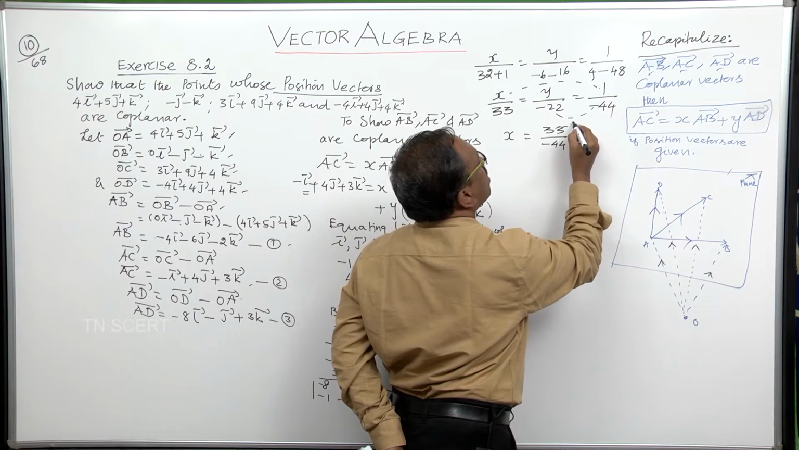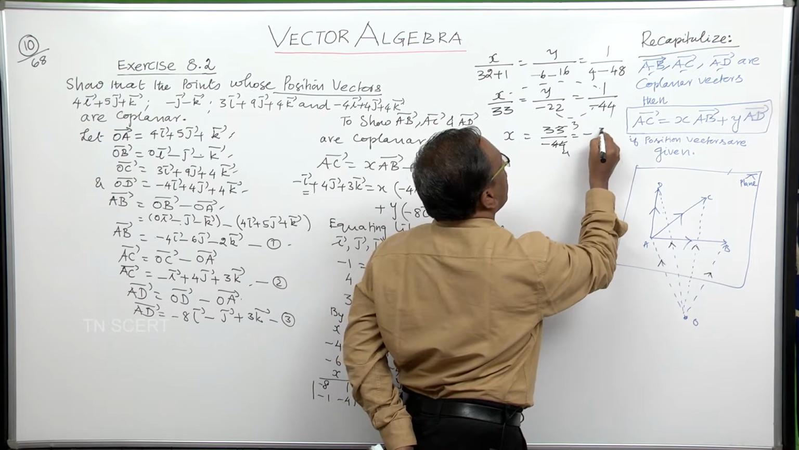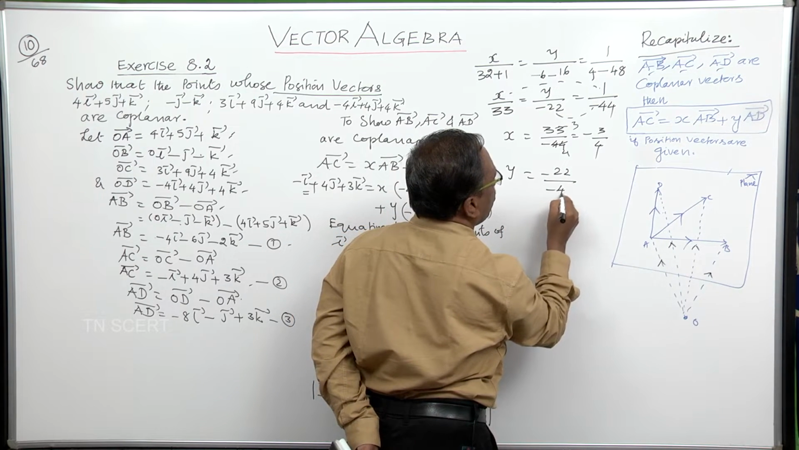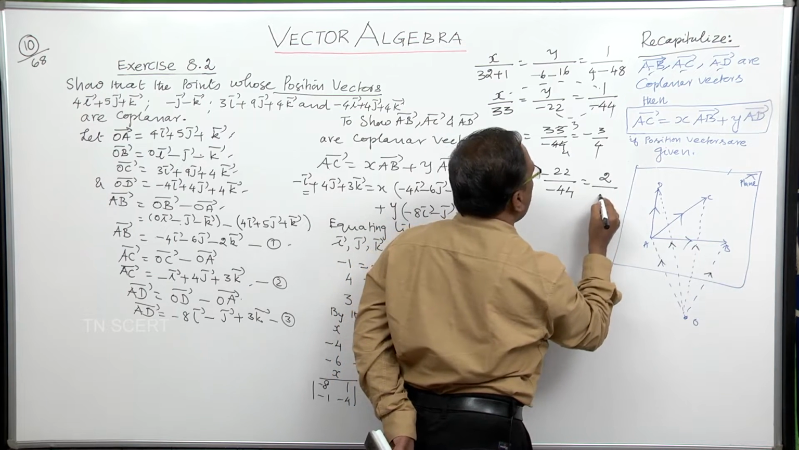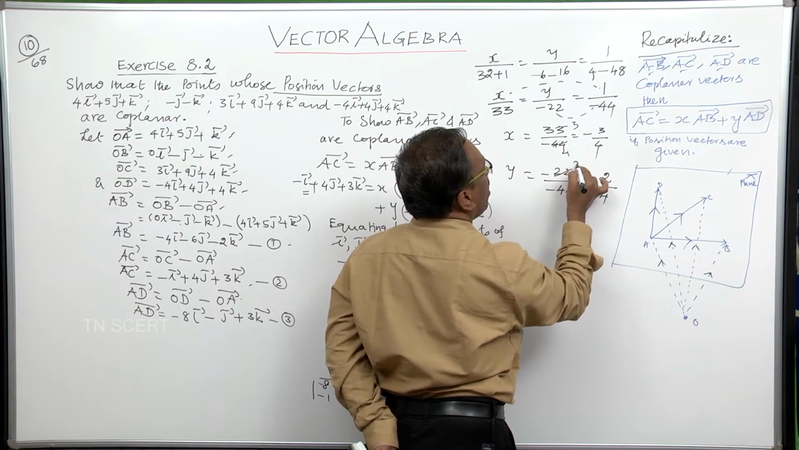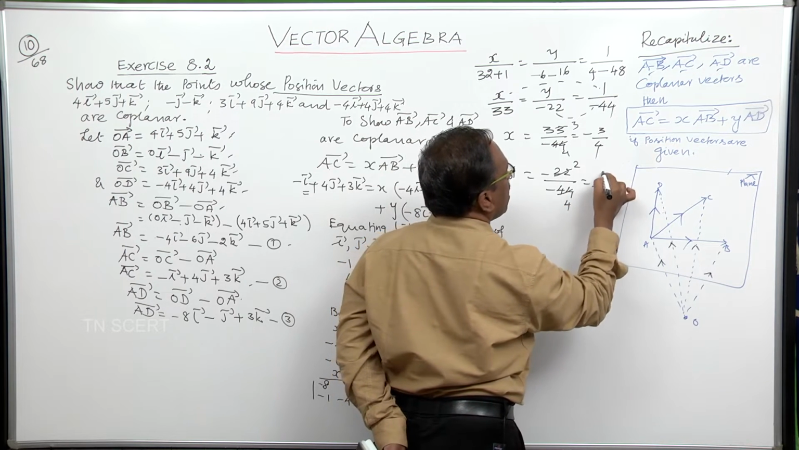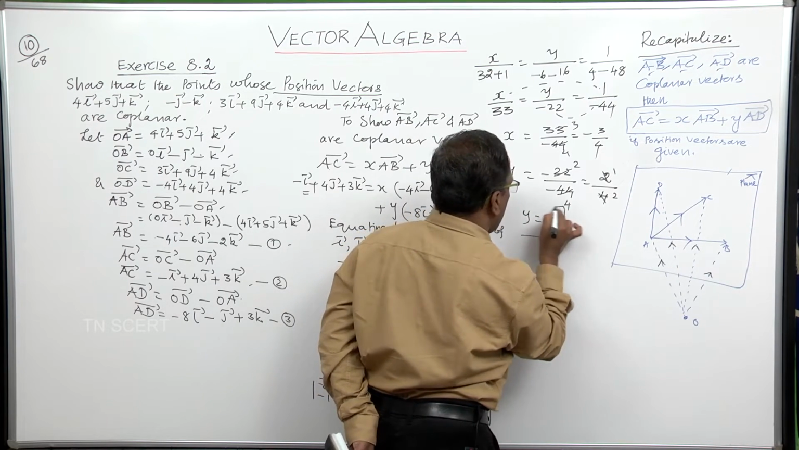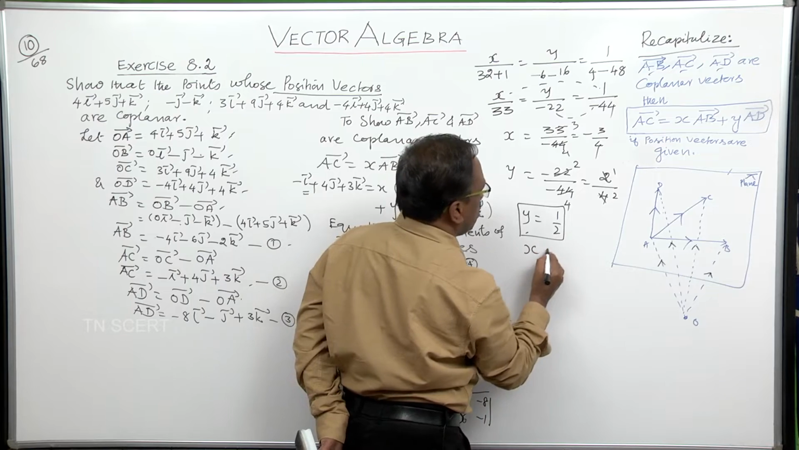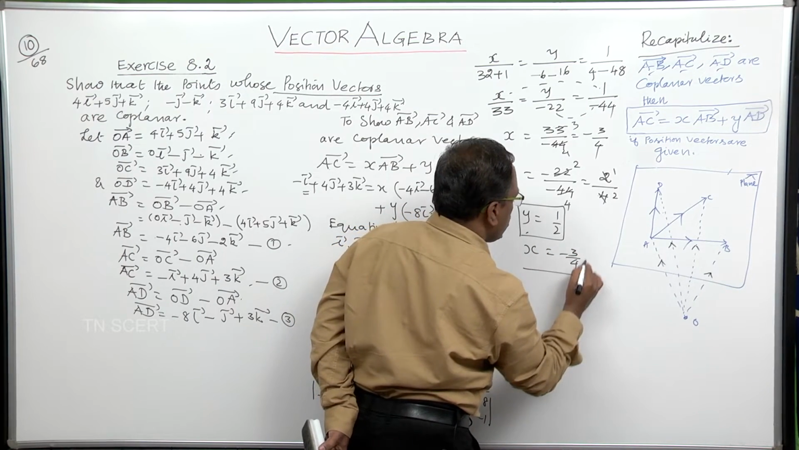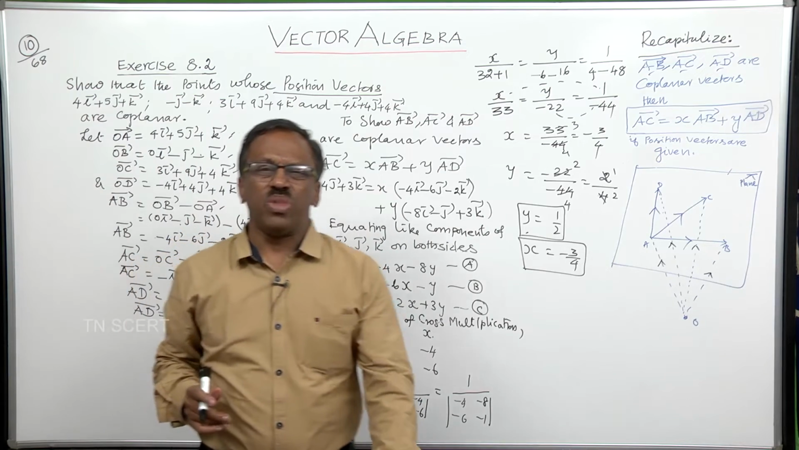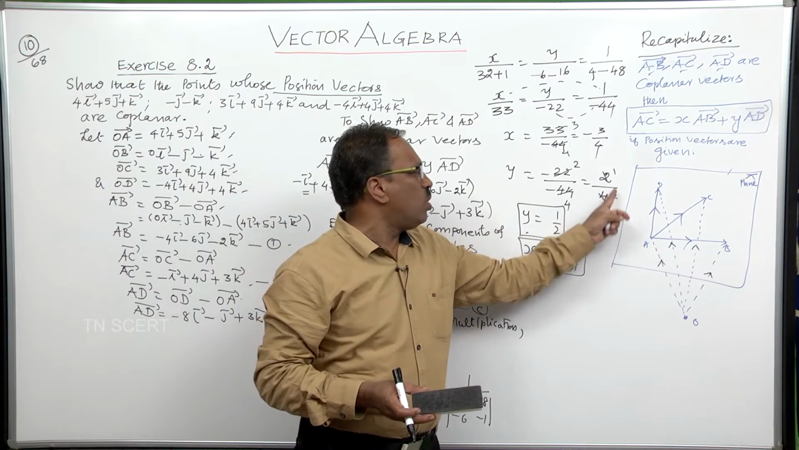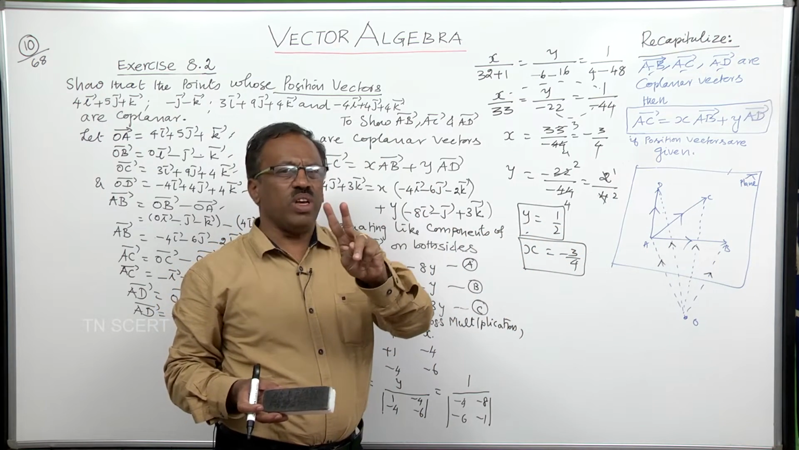So here it is 3 and here it is 4, negative 3 by 4, and y is equal to negative 22 by negative 44, which means it is 2 by 4. So here 11 and here it is 4, again it is divided by 2, that means 1 by 2. So y is equal to 1 by 2 and then x is equal to negative 3 by 4. So we found out two values of x and y. We have x is equal to negative 3 by 4, y is equal to 1 by 2.